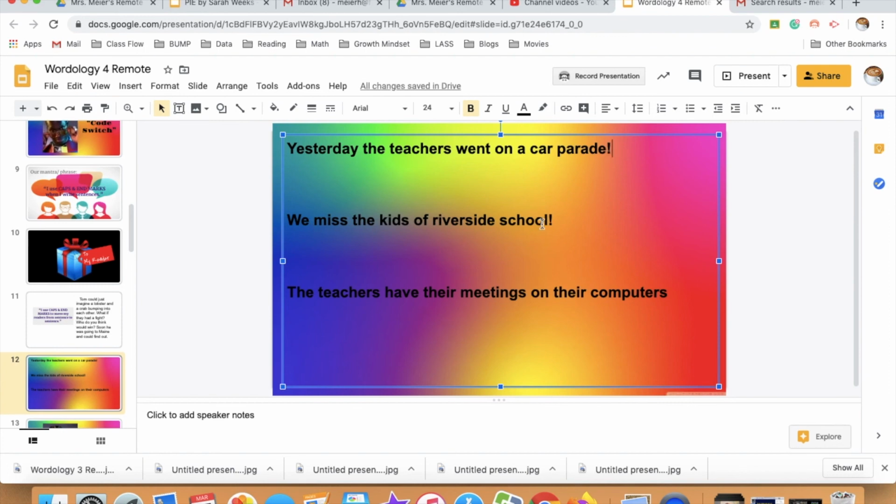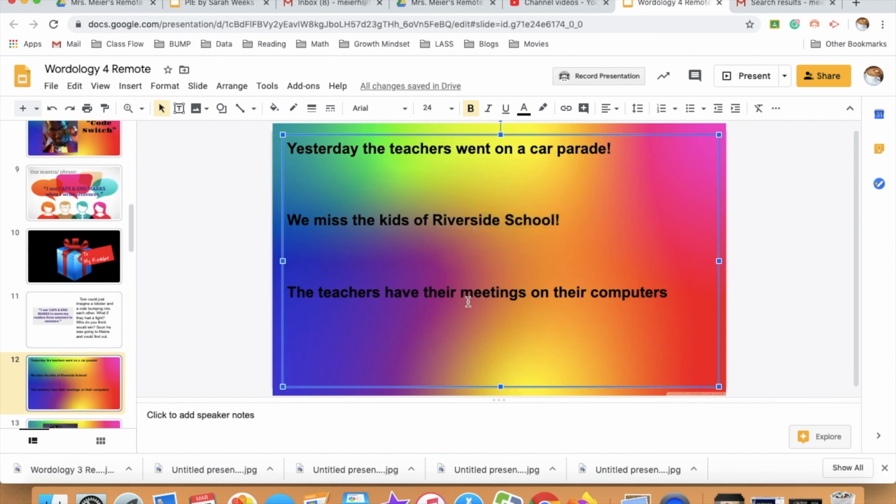We missed the kids of Riverside School. Now this one looks like it's correct. We, uppercase. Exclamation point at the end. I tend to use too many exclamation points. Just ask Mr. Meyer. He's like, what's up with all the exclamation points? All right, but Riverside School is a proper noun. So Riverside is uppercase, and in this case, school is uppercase because it is part of the school's name. If it was just school on its own, it would not be uppercase.